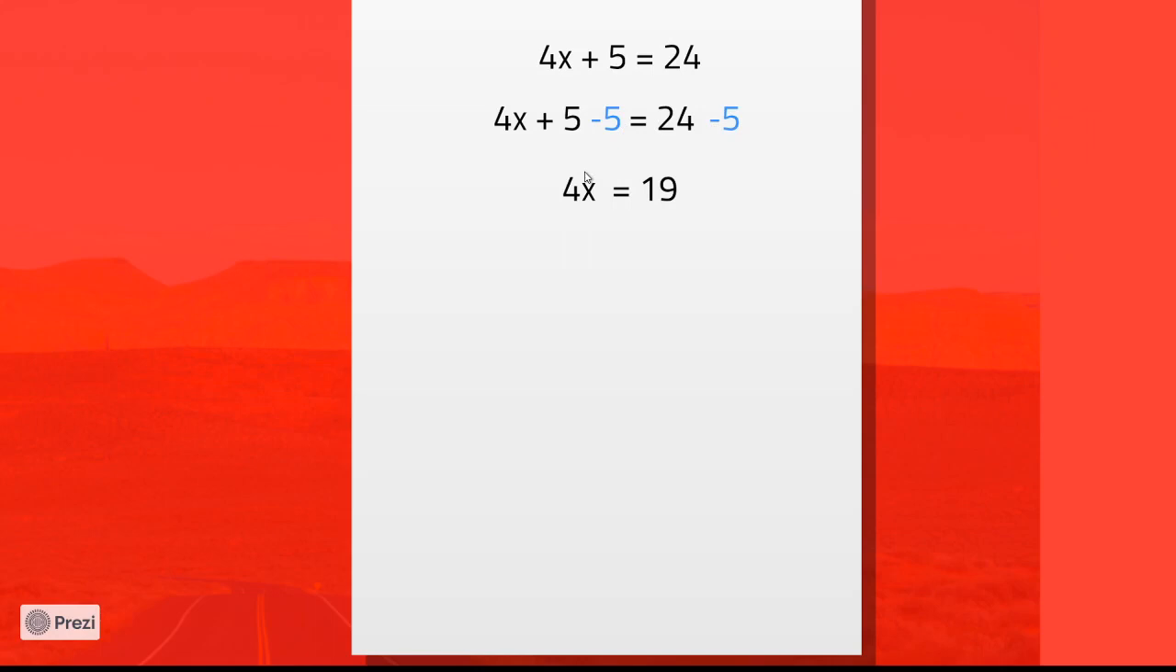Now I have to get only x. So I need to move this 4. How to move it? I will divide everything by 4. Both sides I'm dividing by 4. So 4 by 4 becomes 1. So 1x or x is equal to 19 by 4. You get it, right?